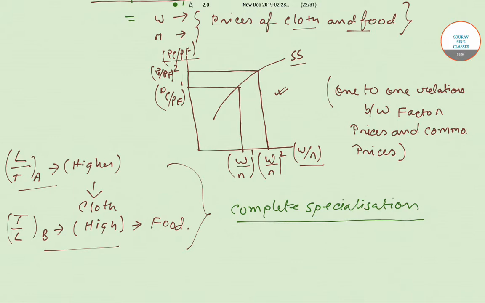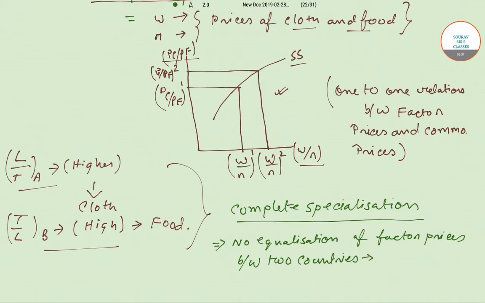Now, in such a situation, there would be no equalization of factor prices between the two countries due to variation in their relative factor endowments.